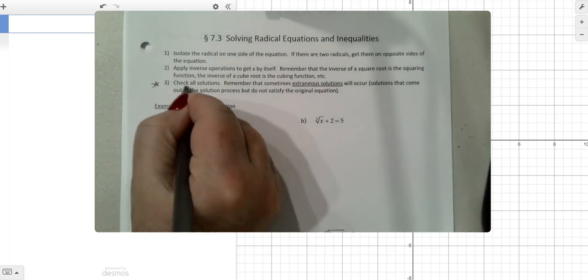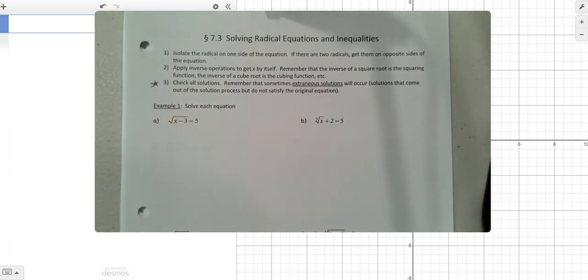One quick note here. It's important to check all of your solutions. Sometimes we get what's called an extraneous solution. It means we haven't done anything wrong algebraically. We just get a solution that doesn't turn out to actually work. And that happens sometimes, particularly with even roots, square roots, fourth roots, and so on.